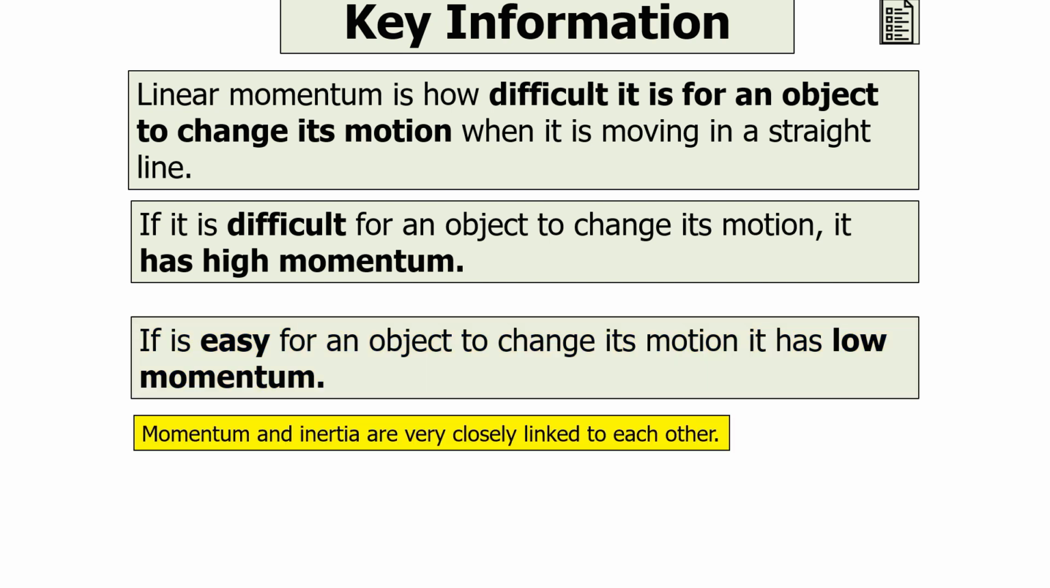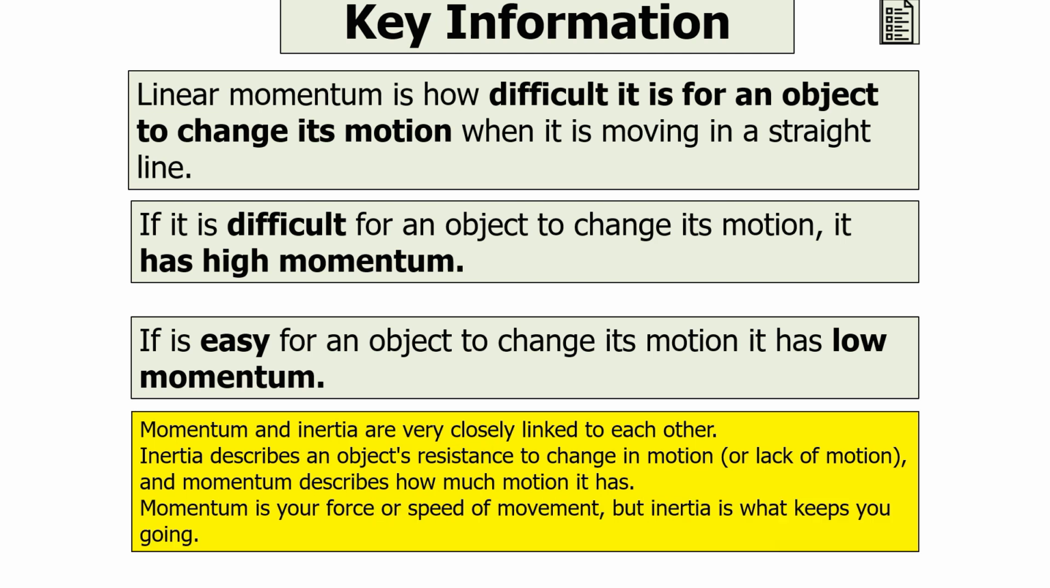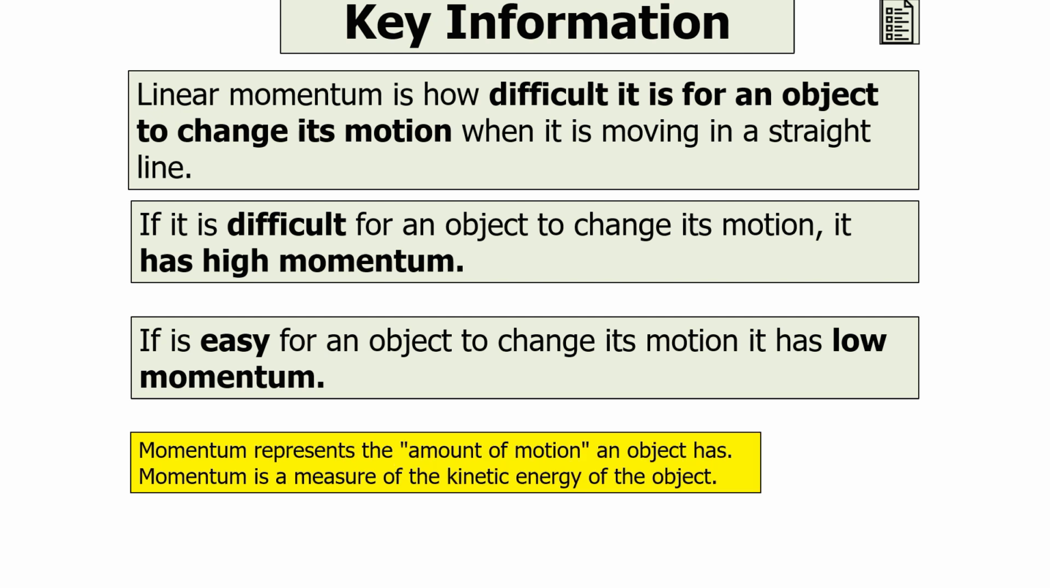Now the concepts of momentum and inertia are very closely linked to each other. Inertia describes an object's resistance to change in motion or lack of motion, and momentum describes how much motion it has. So momentum is your force or speed of movement, but inertia is what keeps you going. So momentum represents the amount of motion an object has, so we can think of it as a measure of the kinetic energy of an object.